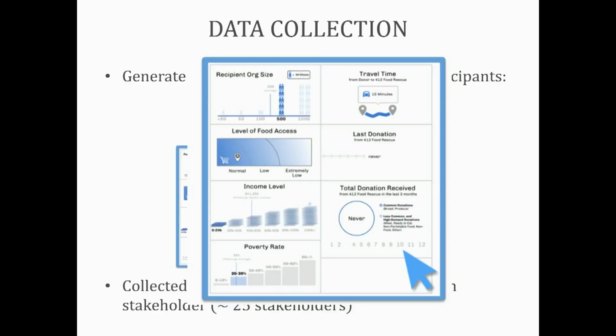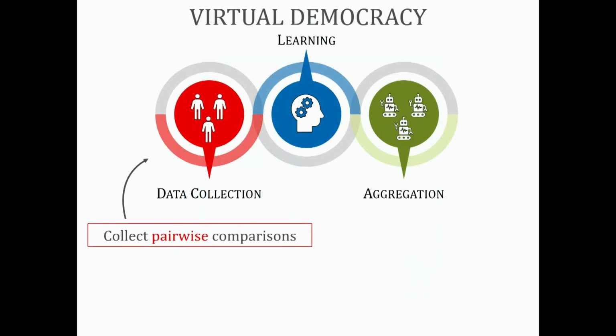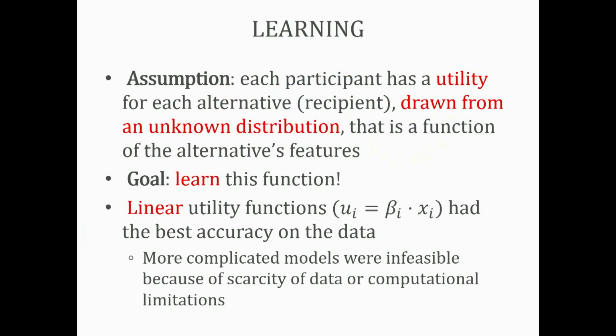Good. Let's have a data collection step. Sorry, this is zoomed in. This is A or B, A or B, A or B, 50 times. So now we have our data. So now we need to do learning. Now I want to have a model that predicts your preferences. So I want to have a model that I can see and check that is consistent with the things that you told me.